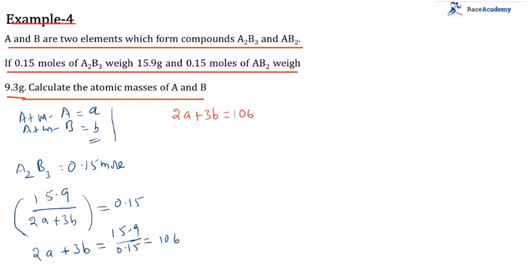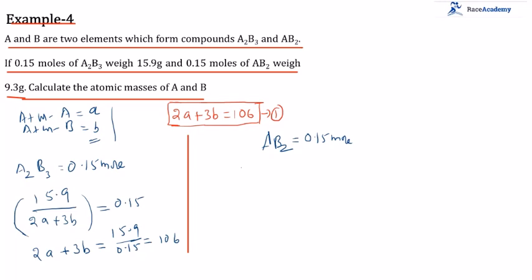I got this is the equation. Assuming this equation is the first equation. Okay. Let us move on to the next calculation. And one more thing they are given, that is AB2. Whatever AB2 is there, AB2 is also given as 0.15 mole. What is the meaning of it is, its mass given in the problem is 9.3.